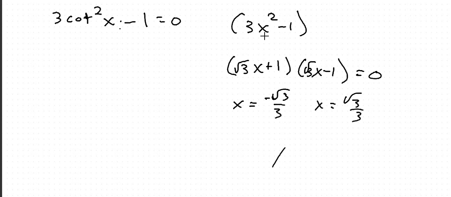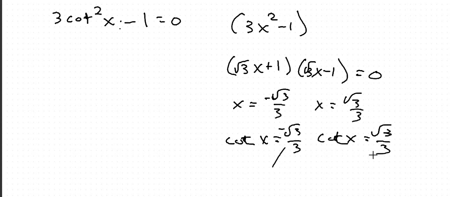So instead of having x there, I had cotangent squared, right? Mm-hmm. So now I can do that substitution and put cotangent there. So now I have cotangent of x is equal to root 3 over 3, negative, and then cotangent x is equal to root 3 over 3.